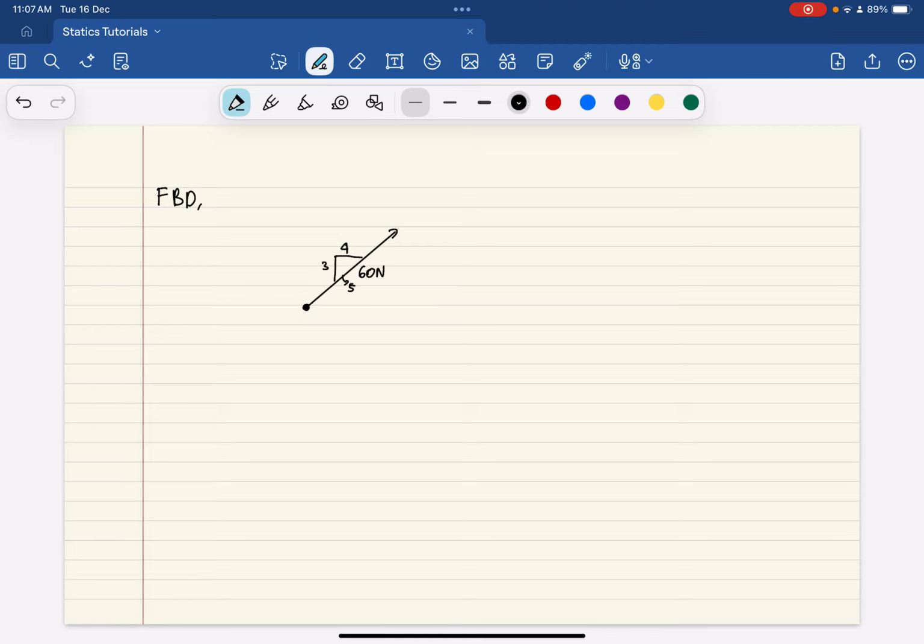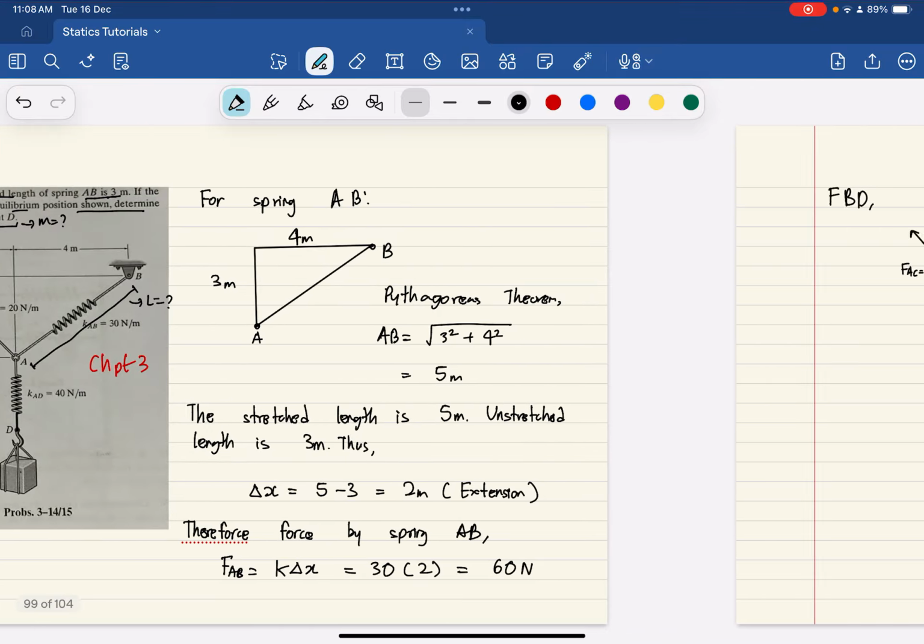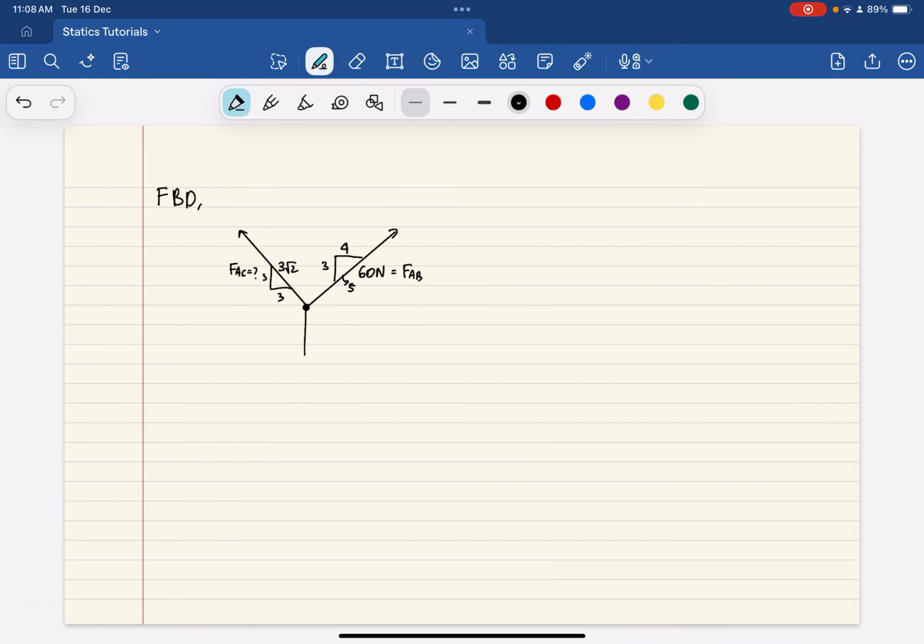That's for AB. And then we have another force right here, which is also pulling the particle towards the spring, AC. So that's FAB here, I'm going to write FAB. FAC, we don't know the force, but what I do know is that it's a 3 by 3 triangle. So if you were to square, 3 squared plus 3 squared, it would be 3 root 2. And we know that this is FAD that's pulling the particle downwards.